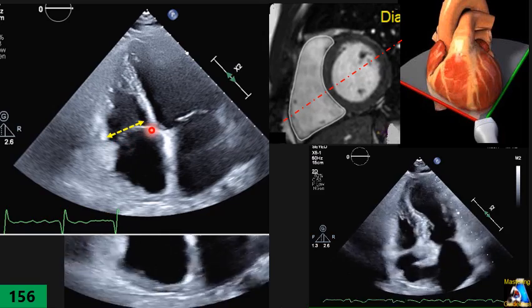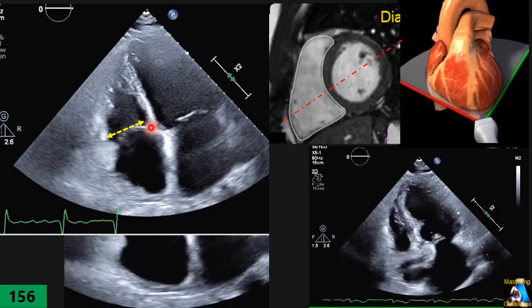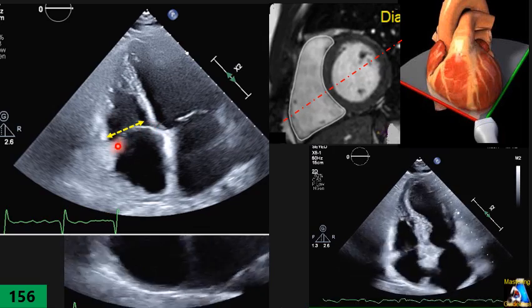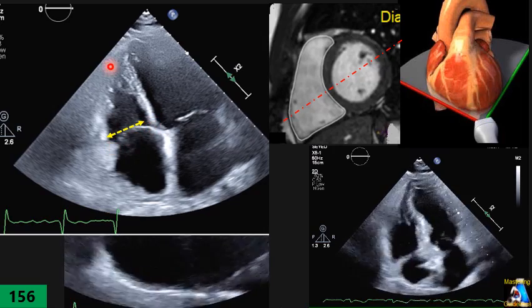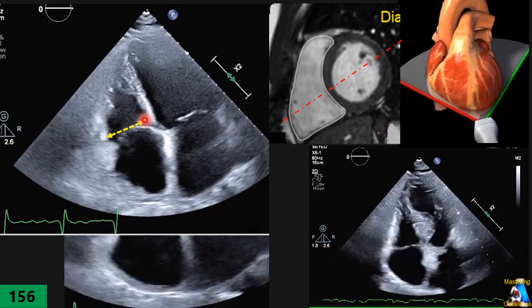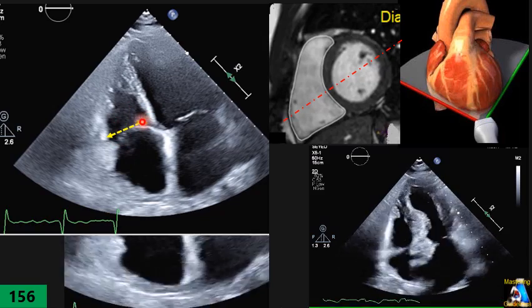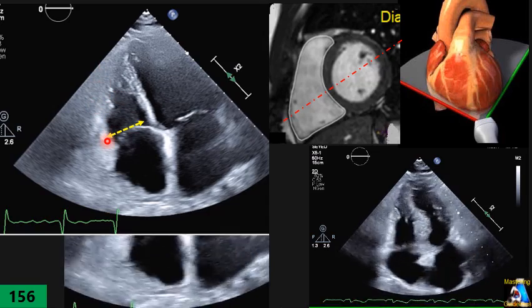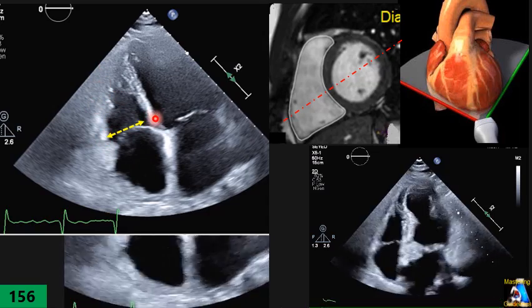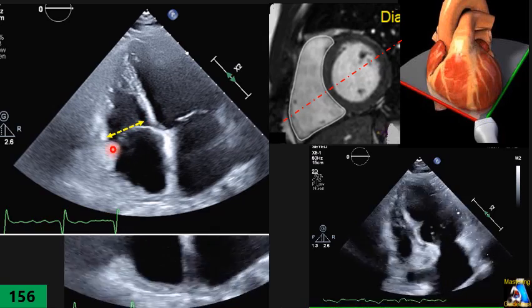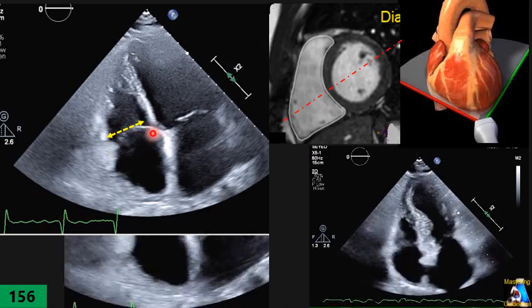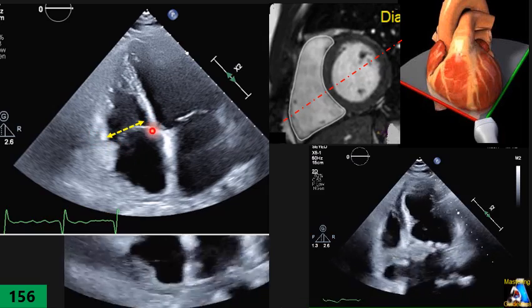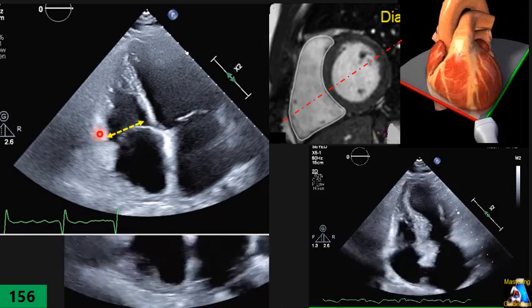As you can see here, this is the tricuspid annulus hinge, this line will be your tricuspid annulus. Make the measurement inner to inner without including trabeculation and any other structure, just compact myocardium. Make this measurement line parallel to the tricuspid annulus. As you can see here, this is your tricuspid annulus, and this measurement is parallel.